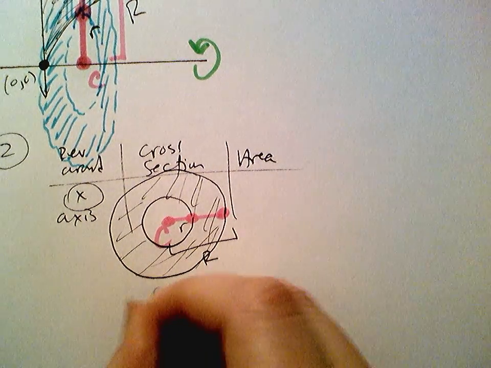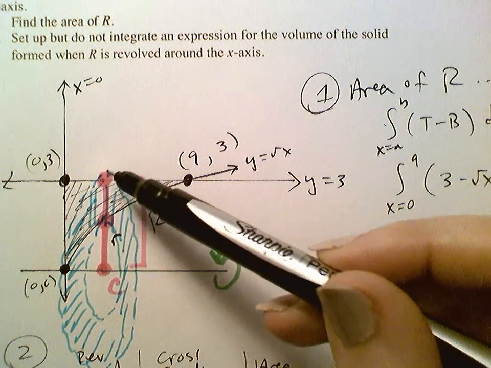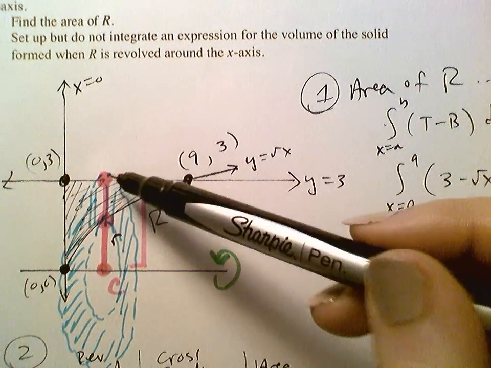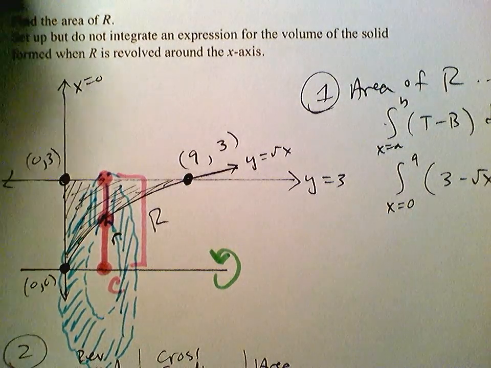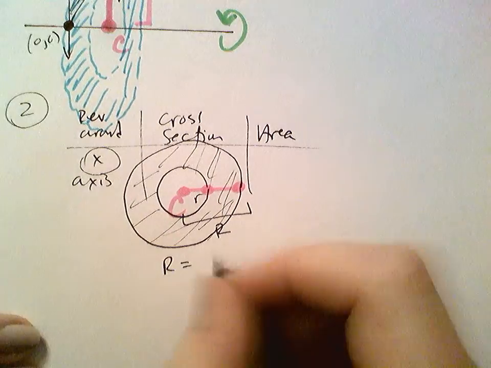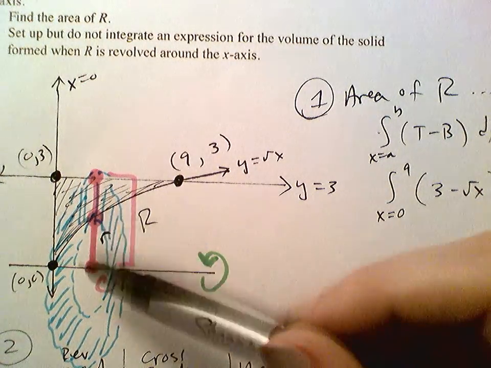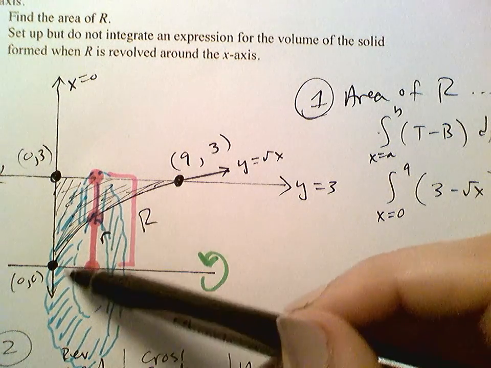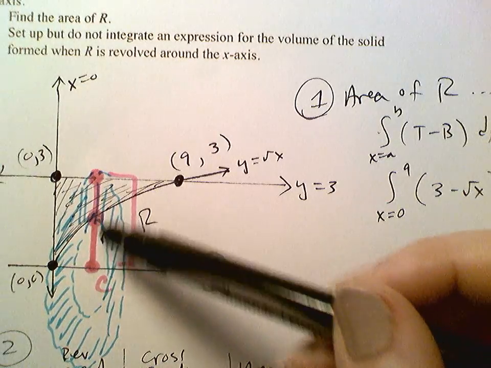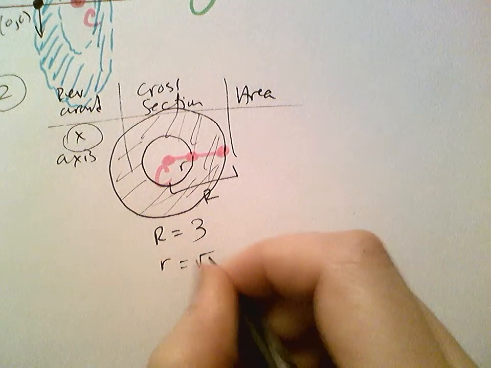So I need to find the big radius and the little radius. The big radius is the whole length of this here, from the center to where the region ends. It's a vertical length, so I'll do top minus bottom, 3 minus 0. So the big radius is 3. The little radius is just this empty space right here. So it's vertical again, top minus bottom: radical x minus 0. So little r is radical x minus 0, so just radical x.